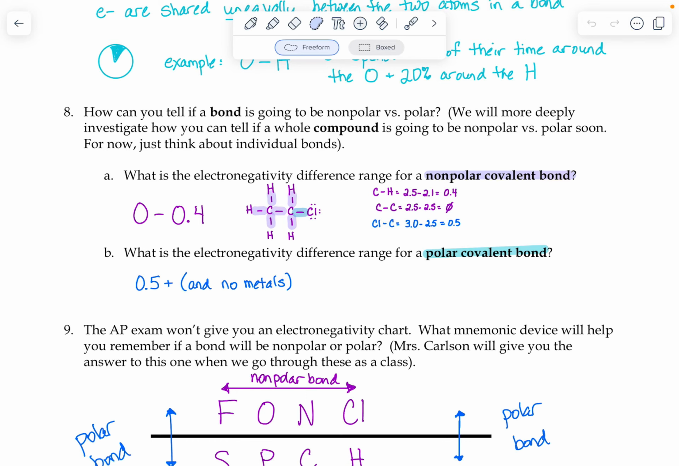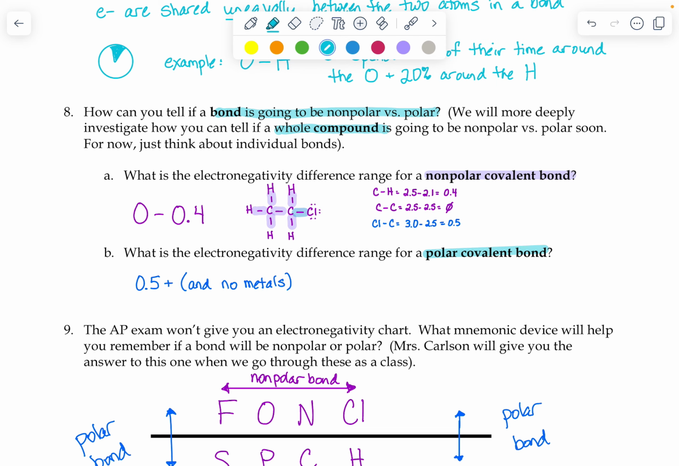For our last couple of questions here, now that we know what a polar and a nonpolar bond are, we're going to ask: how would you know if a bond is going to be polar or nonpolar? This is going to be different than how you can tell if a whole compound is polar or nonpolar. We're going to learn about that as we go through our bonding lab together. But for right now, we're just looking at the individual bonds.